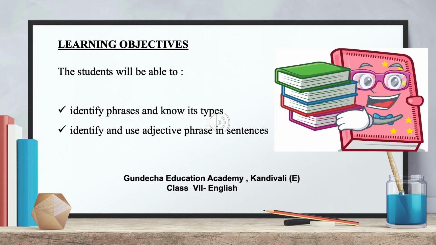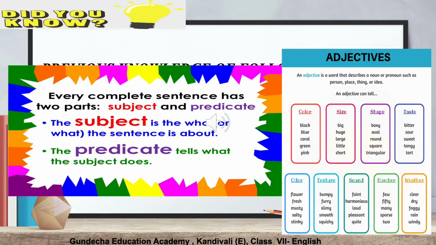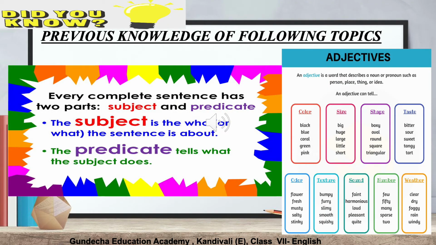Thus, our learning objectives will be to identify phrases and know its types. Along with that, we will also be able to identify and use adjective phrase in sentences. In order to know phrases, we have to know what is the difference of a phrase with a sentence.